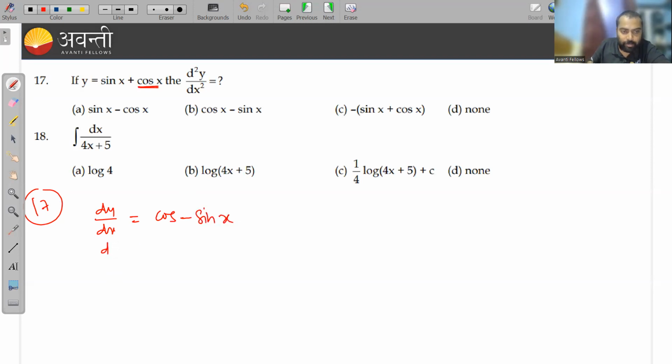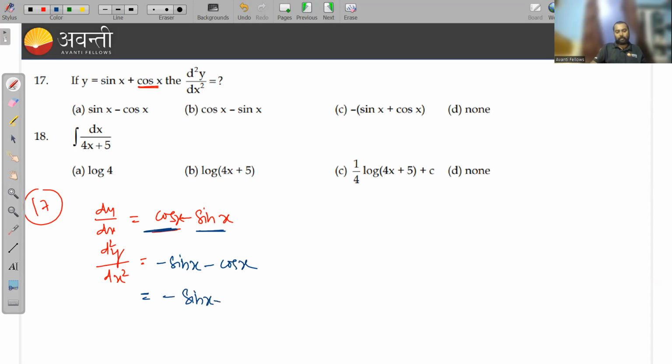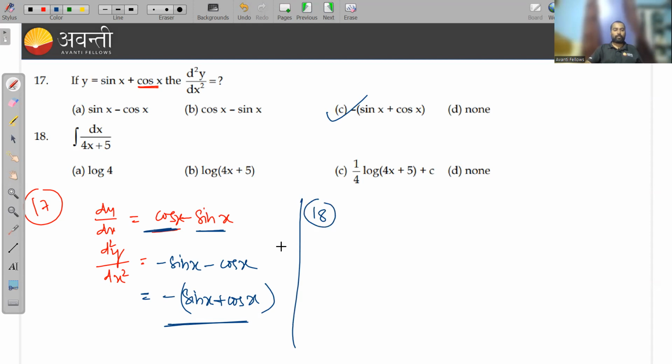Now again we will differentiate the first derivative with respect to x. So here derivative of cos x is minus of sin x, and derivative of sin x is cos x, right? We are getting minus of sin x plus cos x. So this is your answer, minus of sin x plus cos x, right? So this is the answer of question number 17. Now we'll go through question number 18.